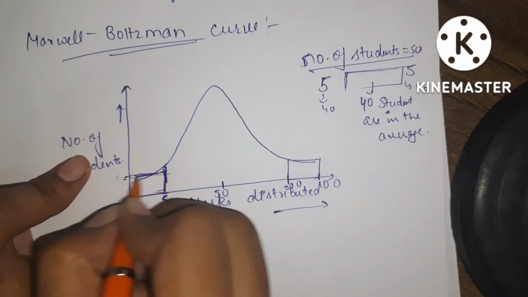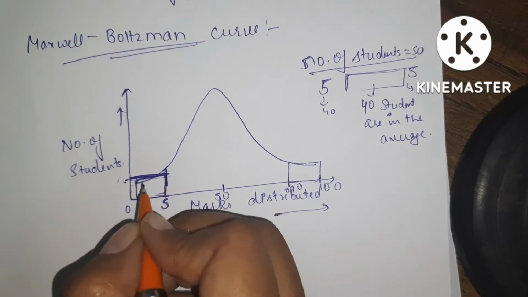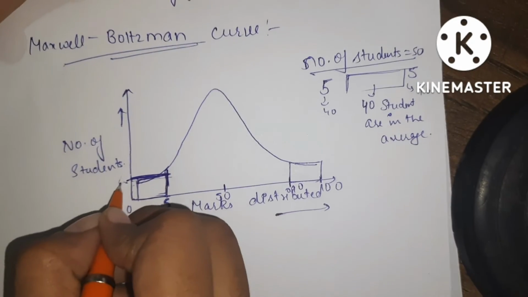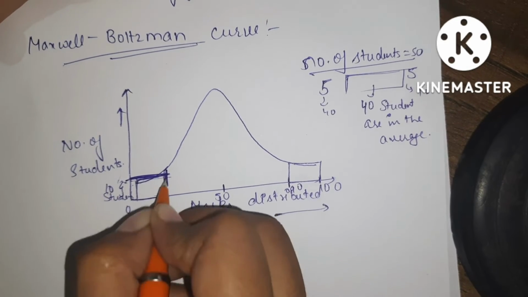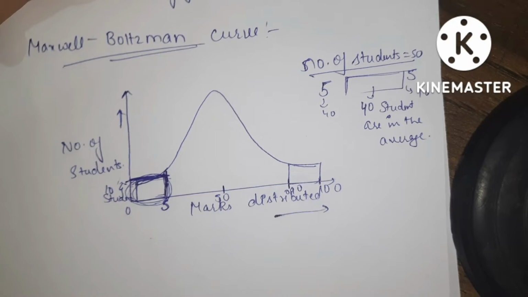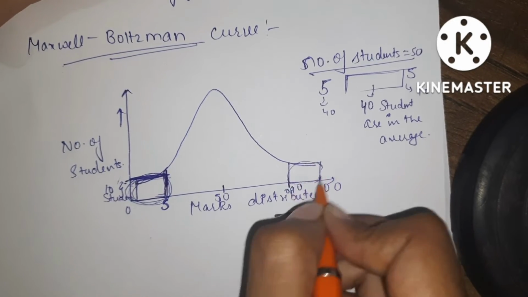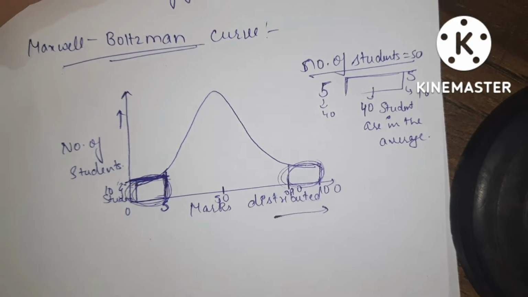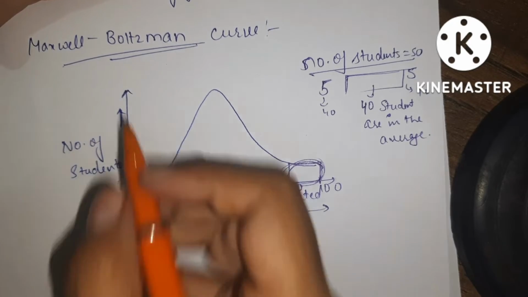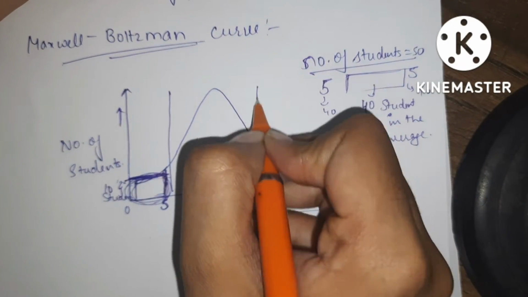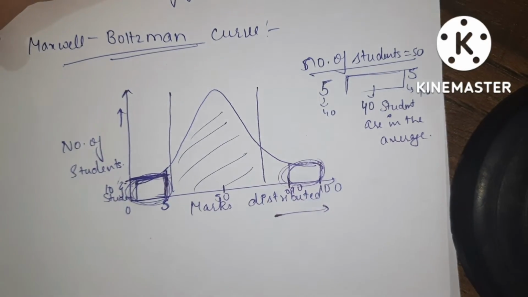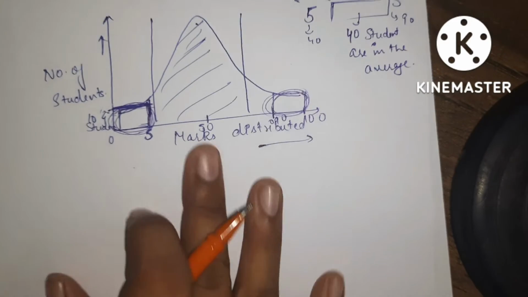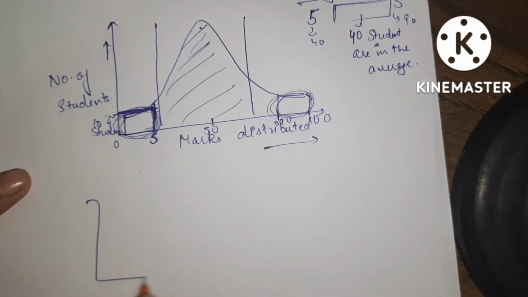So a very small number of students, like 10 students, are scoring approximately 5 marks, and almost 10 students are scoring above 90%, but almost the whole of the class is lying in between, in this area of the curve. So by this we can understand the molecules' condition too.